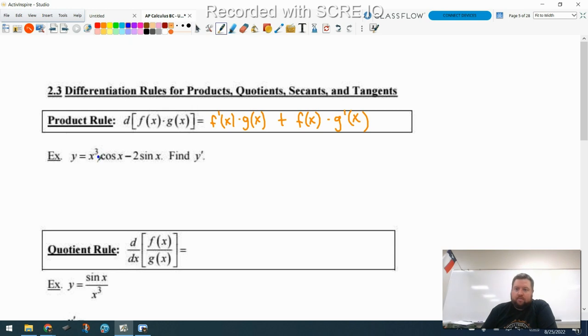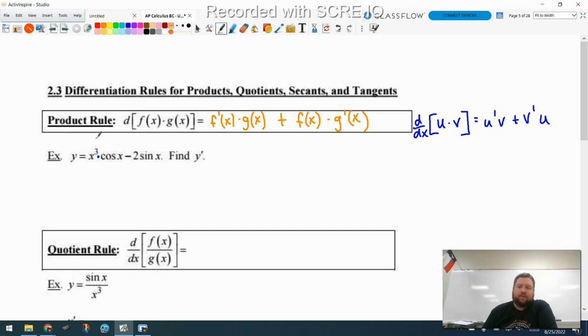So this is a product between x cubed and cosine x. Actually, I want to show y'all one other way to write this because I like to write it this way because it's a little cleaner. So derivative with respect to x of u multiplied by v. So that's u prime v plus v prime u. Okay, it's the same thing. I just use different letters.